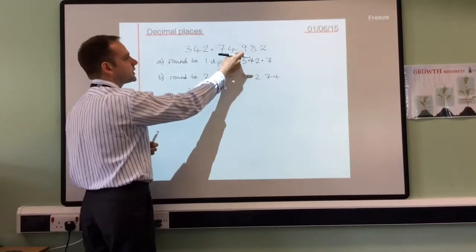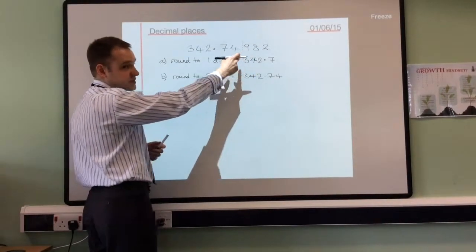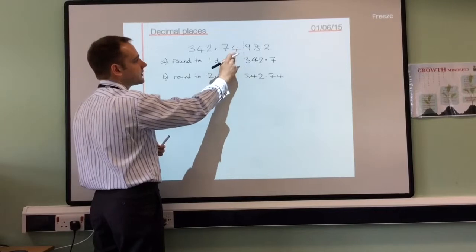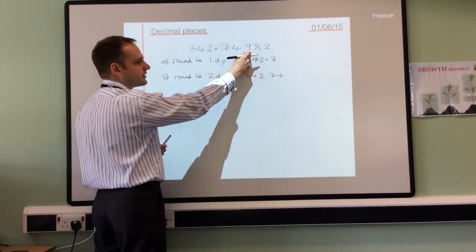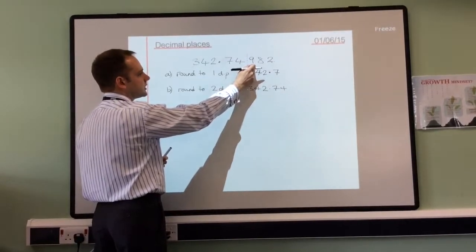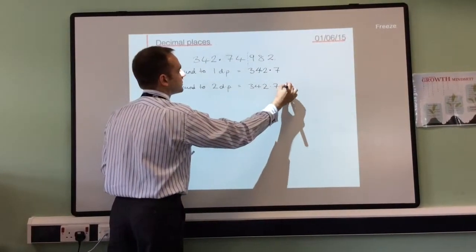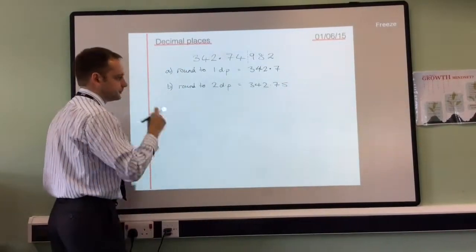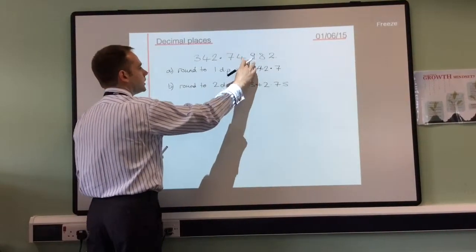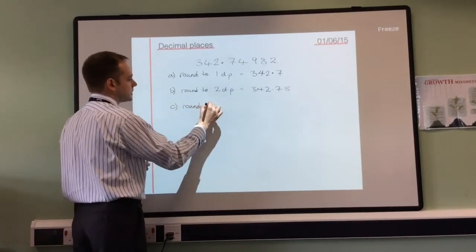Good. Whenever we draw this dotted line, we look at the number after it. If that number is between 0 and 4, we leave this number as it is. But if it's between 5 and 9, we need to round up. So in this case, the 9 means we need to round the 4 up to a 5. Simple. Okay?